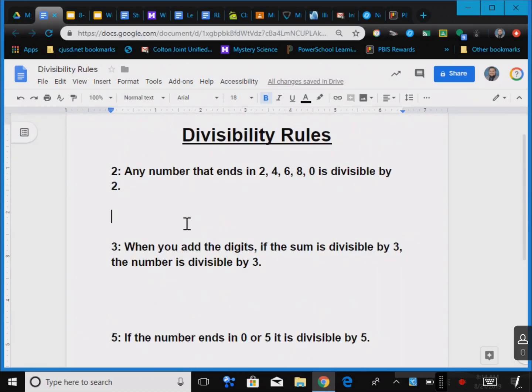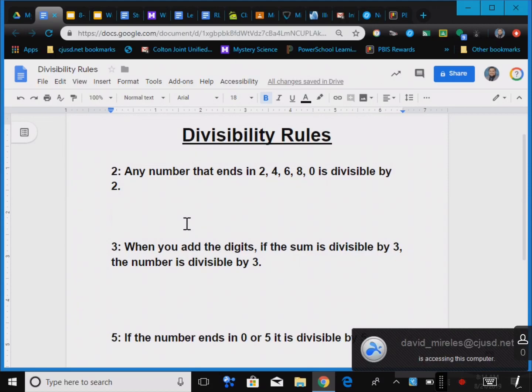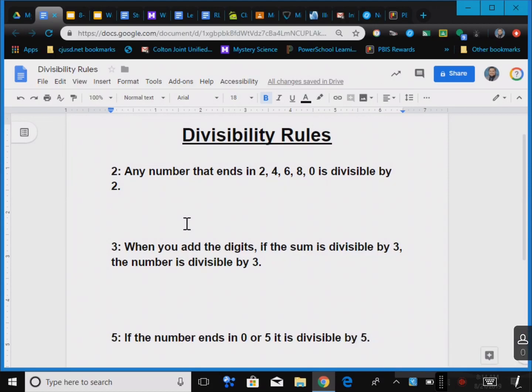There are rules for 4 and 8, and even 9 as well, but they're a little too much. I think that can be for later on, like maybe 6th grade or middle school. But for now, I just want to go over 2, 3, 5, 6, and 10. And once again, this will be most of the numbers you see anyway.